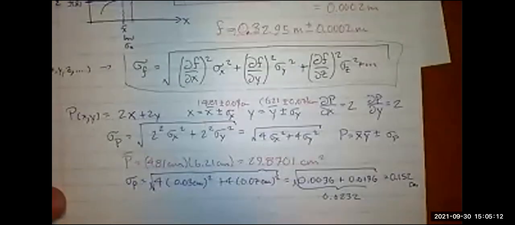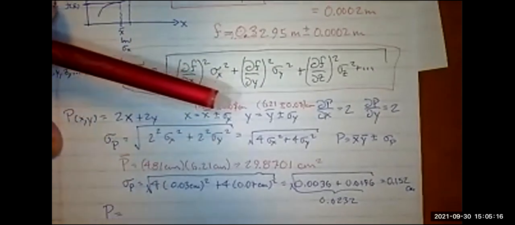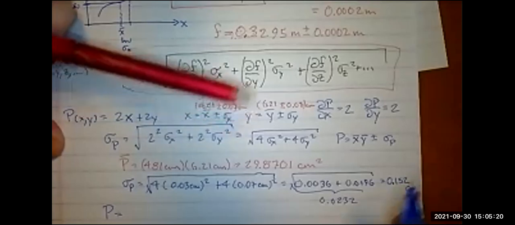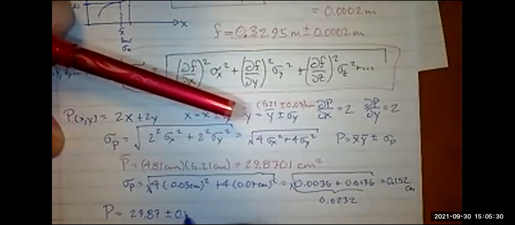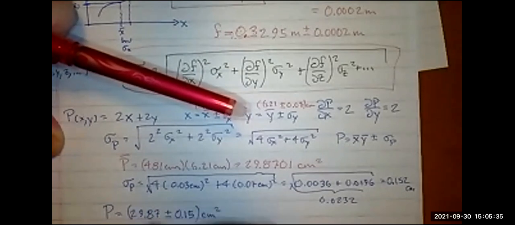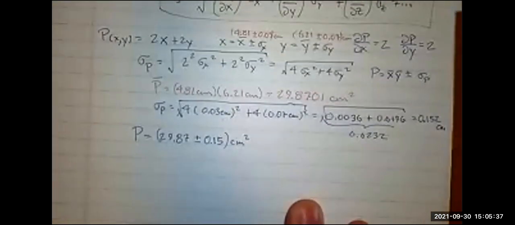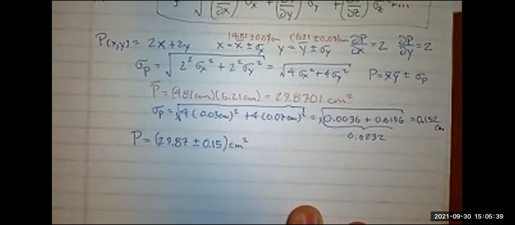So what I'm going to report P as, I'm going to use the 2-digit rule since that's a 1.5, and I'm going to say P is equal to 29.87 plus or minus 0.15 centimeters squared in parentheses. Does that make sense to everyone?